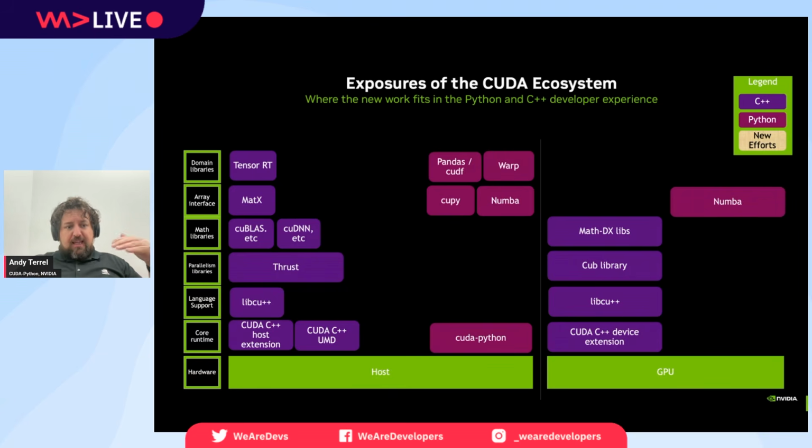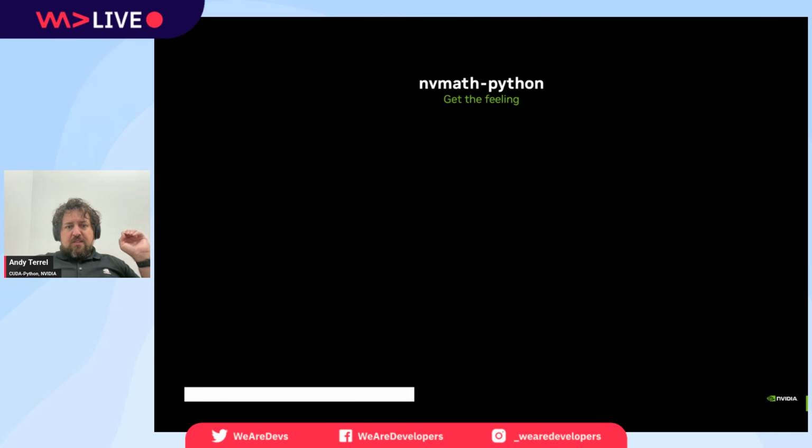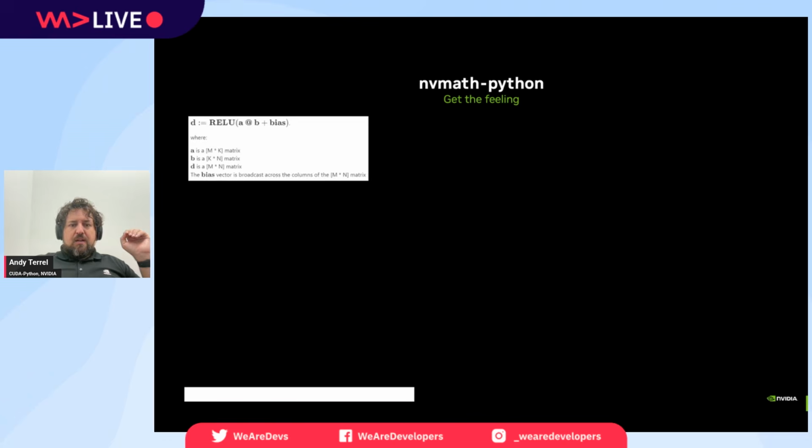So in that gap, being able to do faster math libraries and your own parallelism and so forth is what we're releasing. So let's start by just looking at how we fill those gaps. The first one is a library called NVMath Python and NVMath Device. So let's get the feel of what I'm talking about here.